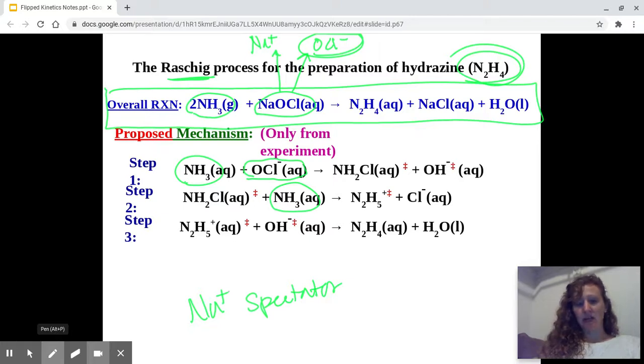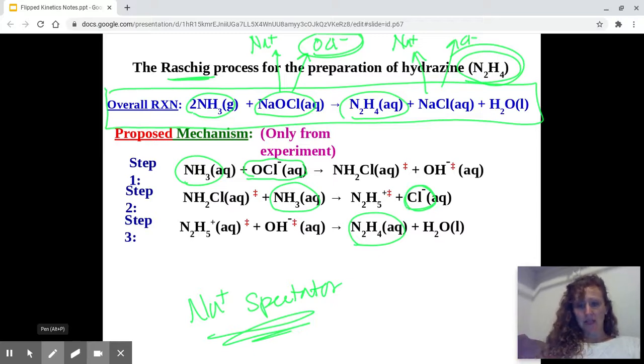Now let's look for our products. Okay, N2H4 shows up here. NaCl, again, is a highly soluble salt. It's going to split into Na plus and Cl minus, which are the 2 things that are going to exist. NaCl doesn't actually exist in the solution. So again, Na is the spectator and it gets ignored. Cl minus is the one we're going to see in here. So there's Cl minus, and then H2O shows up here. Okay, so you can see our reactants. You can see our products.